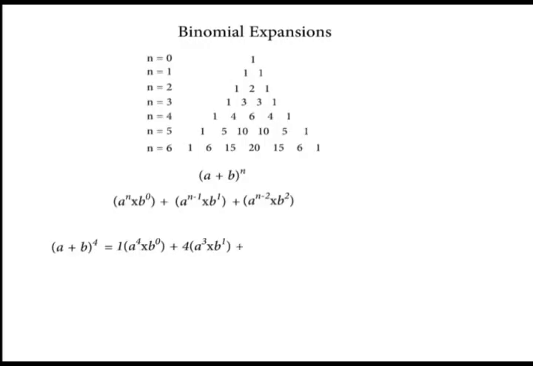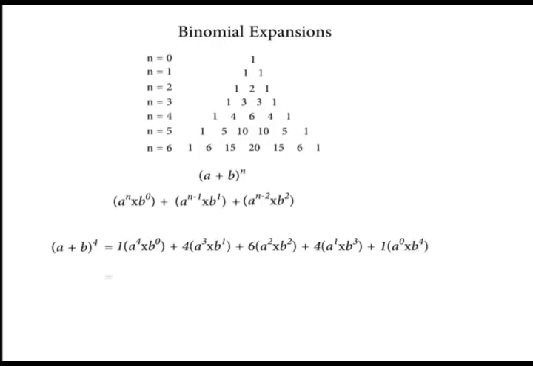Plus third terms, coefficient is 6 from the Pascal triangle. A will now be raised to the power of 2 times b raised to the power of 2. Fourth terms, the coefficient is 4 times a raised to the power of 1 times b raised to the power of 3. Finally, the last terms, coefficient is 1. A will be raised to the power of 0 times b raised to the power of 4.